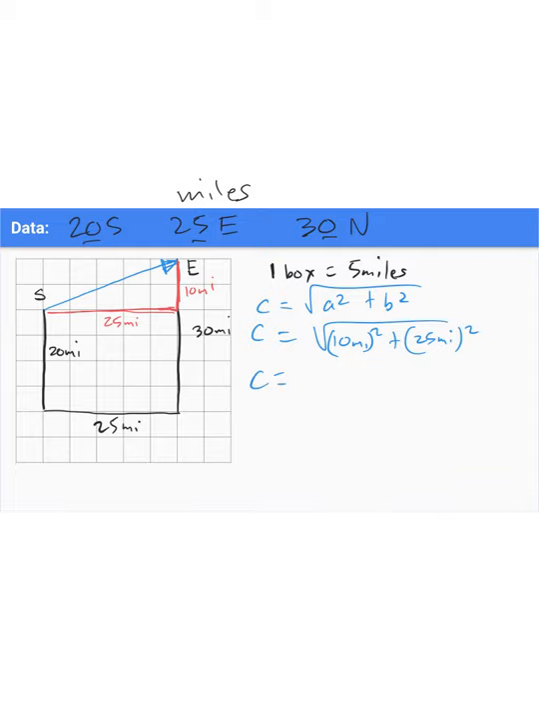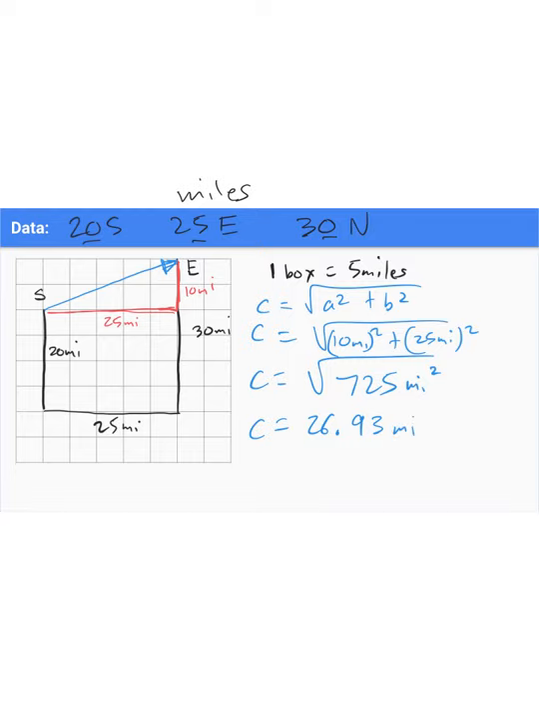C is 10 times 10 is 100. 25 times 25 is 625. So square root of 725 miles square. Now remember, you can use a calculator to punch it out for you to see. So now what is C? I have to take the square root of 725. So I go 725 square root. And my calculator tells me 26.925. So 25 would round up to a 3.